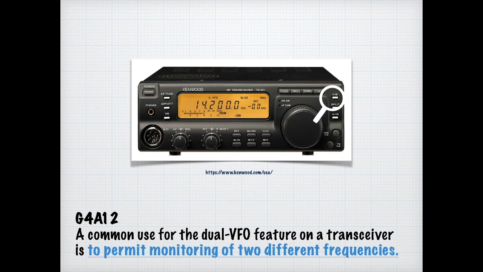Not all HF radios have dual VFOs, but some do. Like this TS-50, you can see the A and the B. Each one is a VFO. For the exam, you need to know that a common use of a dual VFO feature of a transmitter is to prevent monitoring of two different frequencies. It also allows you to operate in a split mode.